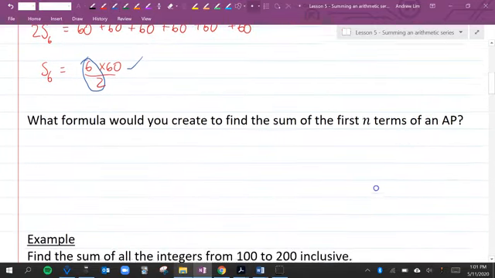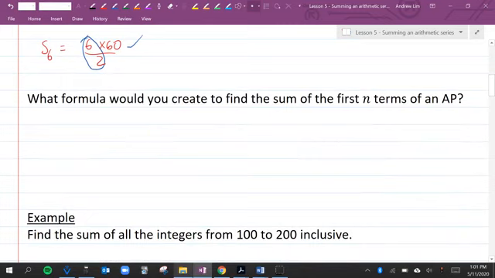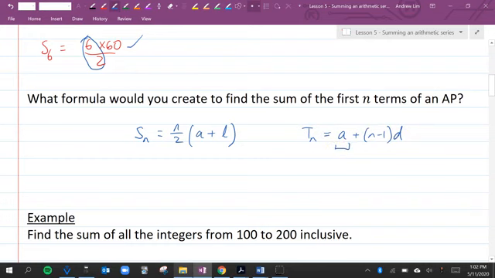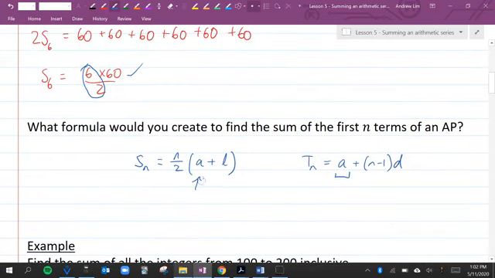So the formula that we could create to find the sum of the first n terms of an AP is the sum of the first n terms is equal to the number of terms divided by 2. And then we can just add the first term and the last term. So just remember, when we were looking at t sub n, the nth term of an AP is a plus (n minus 1)d. a is what we use for the first term. So here, we've got a is the first term. We have l being the last term. And we have n being the number of terms.